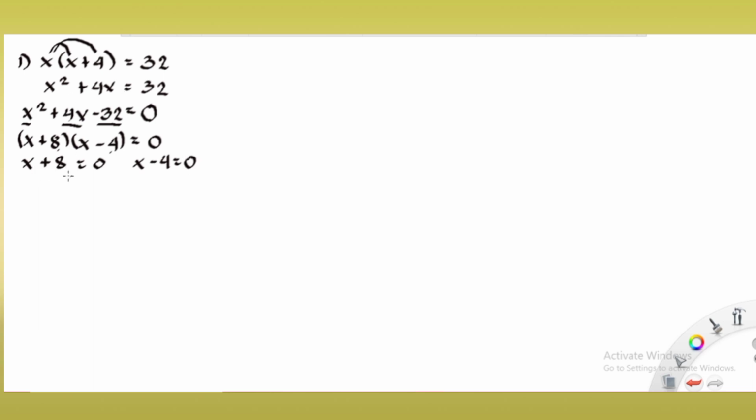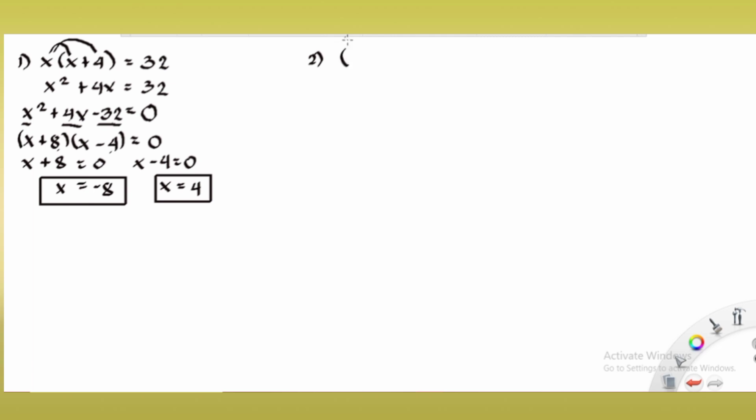Let's start with x plus 8 muna. So here, it will become x equals negative 8. And here, this will become x equals 4. So therefore, the solutions or the roots or the values of x are negative 8 and positive 4. So checking will be done by you, okay? Just do the checking para malaman natin kung tama yung ating sagot.